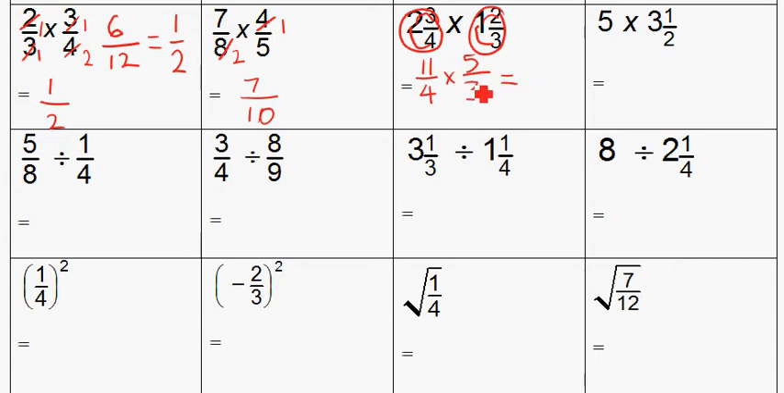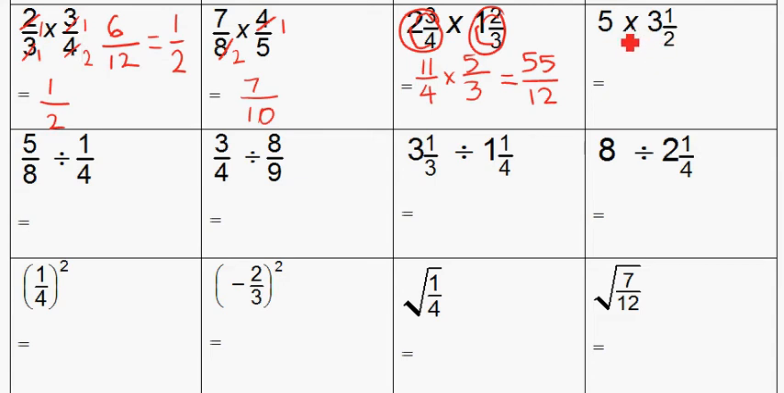Check for any simplifying, no common factors. So 11 times 5 is 55, 4 times 3 is 12. And we could change that to a mixed number if we wanted to. Right, moving on to the next one.